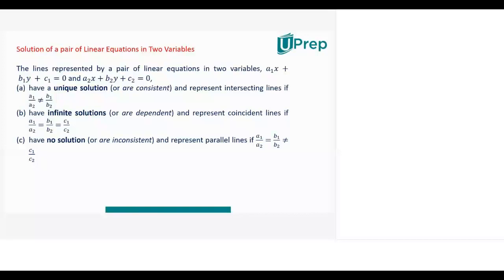That is, the lines represented by a pair of linear equations in two variables, something like a1x plus b1y plus c1 equals 0, and a2x plus b2y plus c2 equals 0. These two are linear equations. They are also called straight lines.